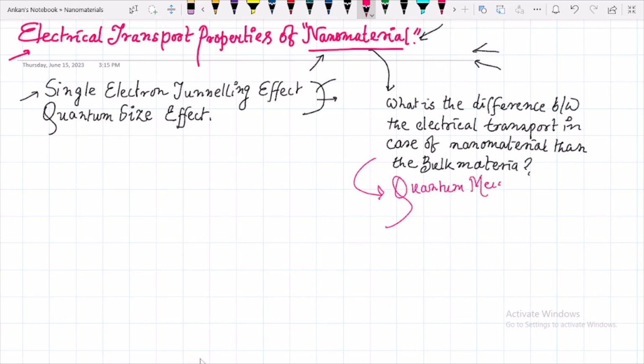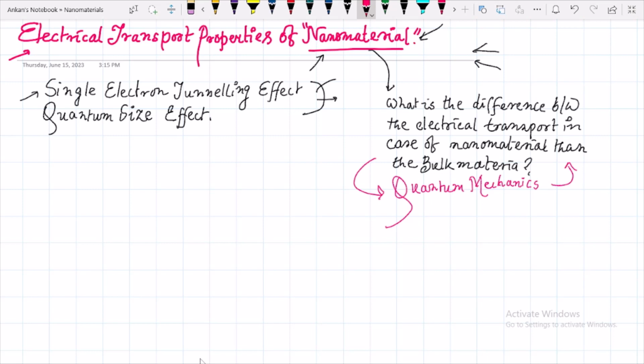Due to the reduced size of the material, quantum mechanical law gets involved in the electronic transport in the case of nanomaterial, and by the application of quantum mechanics, many interesting phenomena in the case of resistivity, conductivity, potential energy, etc. you will notice by the application of the quantum mechanical law.